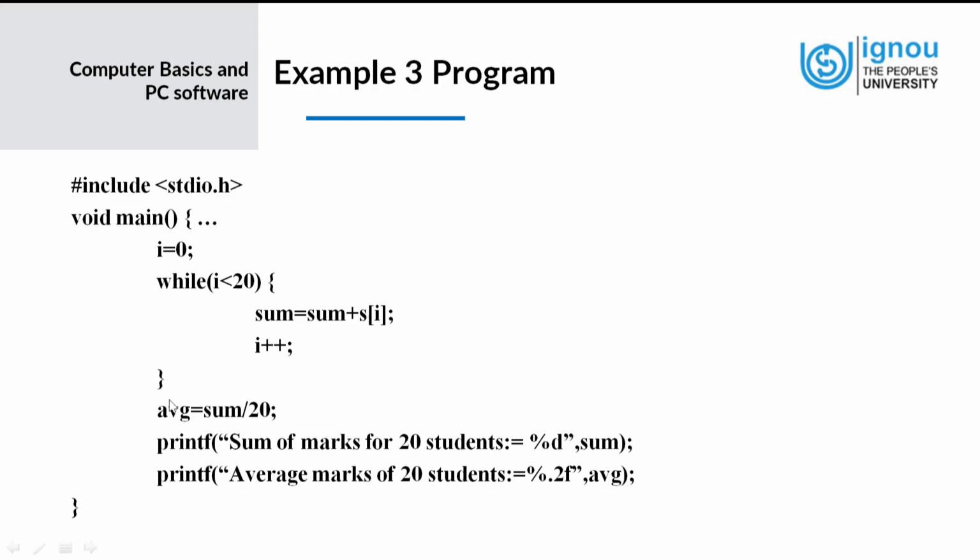You come out of the while loop, and that is where the average is going to be computed, and this is where you can print the average as well as the sum. So this is how we write a C program with looping constructs, as well as using arrays.